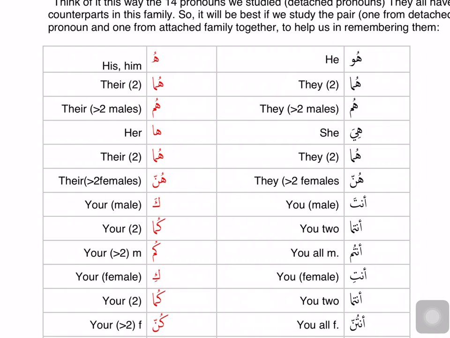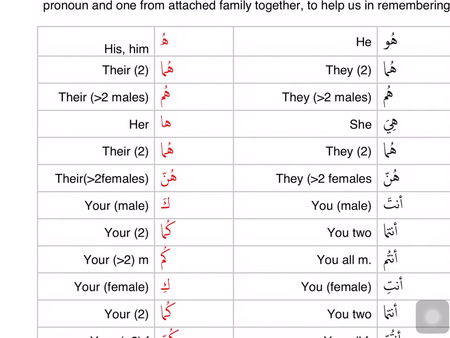They are almost always in rafa' status and almost always come as mubtada. So for our purpose, let's just remember when we see them, we will think that they are most probably mubtada. They are in rafa' status. But today the important one for us is their attached counterpart.